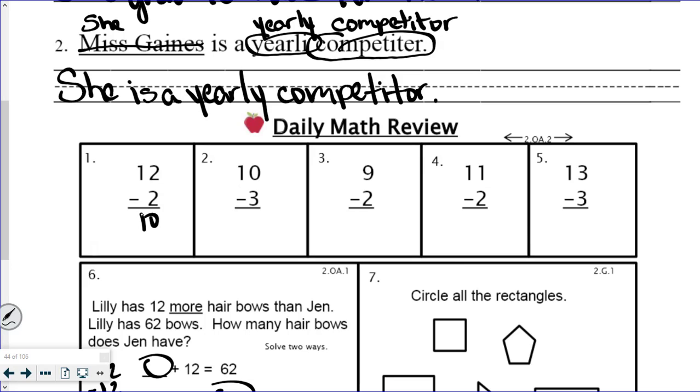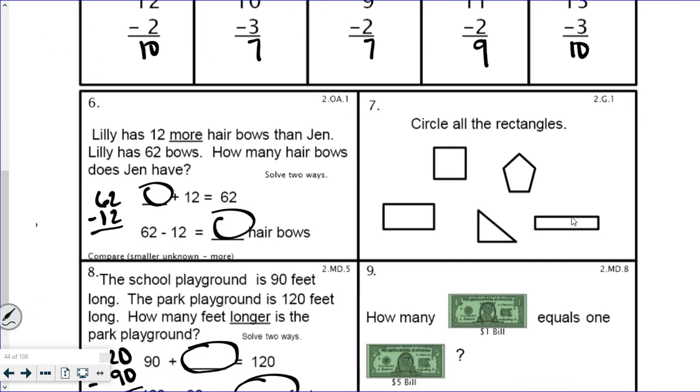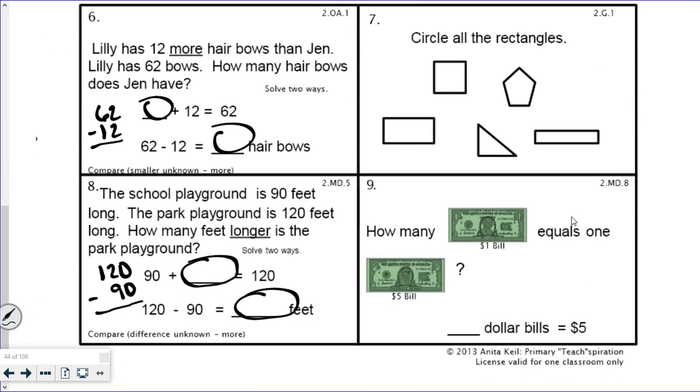12 minus 2 equals 10. 10 minus 3 equals 7. 9 minus 2 equals 7. 11 minus 2 equals 9. And 13 minus 3 equals 10. Scroll down to number 6. And remember, you should be checking these right now. You should have already done the problems. You shouldn't be copying my answers. All you should be doing is fixing your answers if you got it wrong. So I told you to do this part. I'm going to solve it. So we got 50. So that means her friend Jen actually has 50 hair bows, and Lily has 12 more, which is 62.